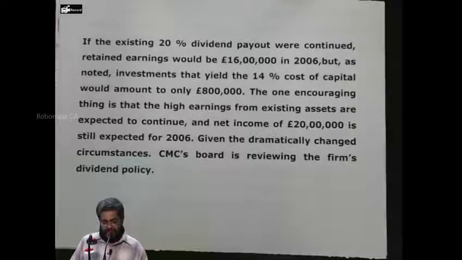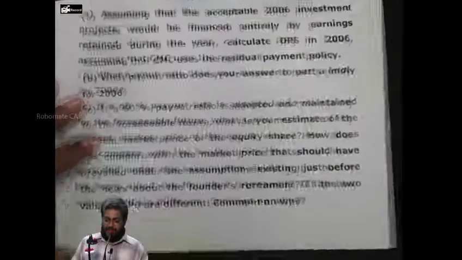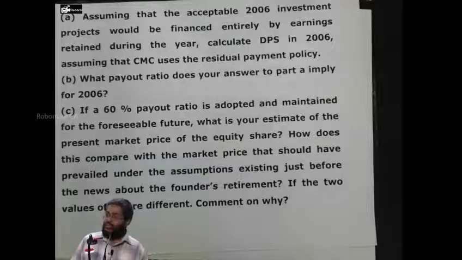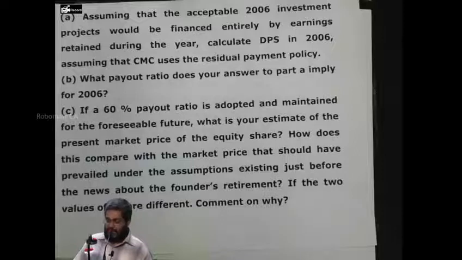Given the dramatically changed circumstances, CMC's board is reviewing the firm's dividend policy. Assume that the acceptable 2006 investment projects would be financed entirely by earnings retained during the year. A: Calculate the DPS in 2006, assuming that CMC uses the residual payment policy. B: What payout ratio does your answer to part A imply in 2006? C: If a 60% payout ratio is adopted and maintained for the foreseeable future, what is your estimate of the present market price of the equity share?